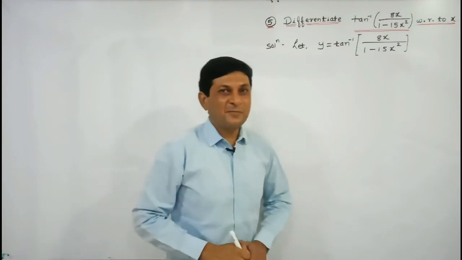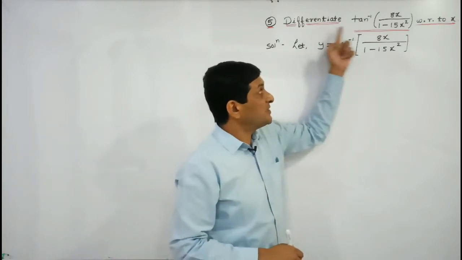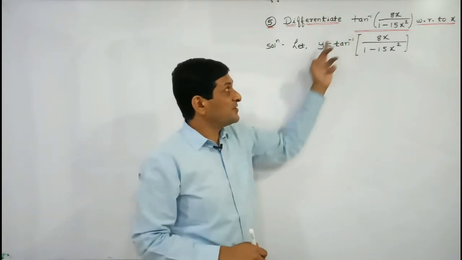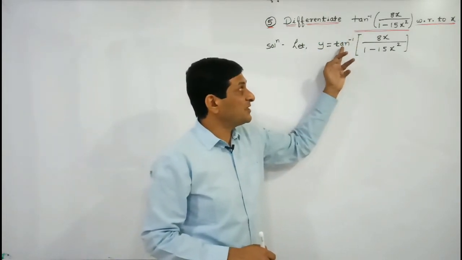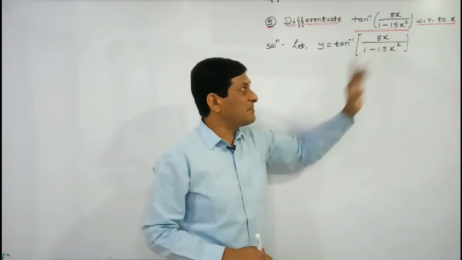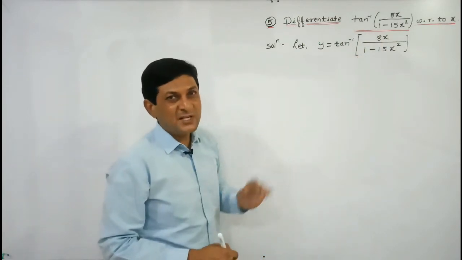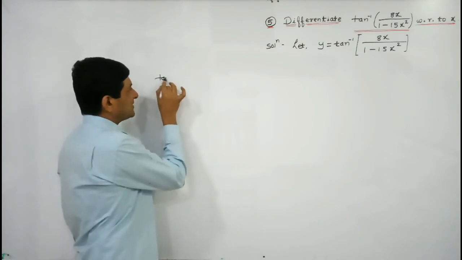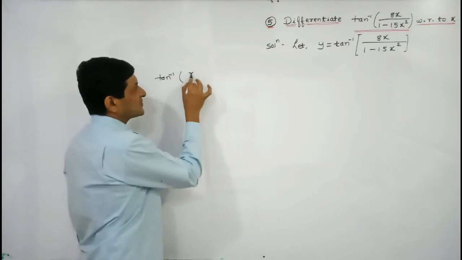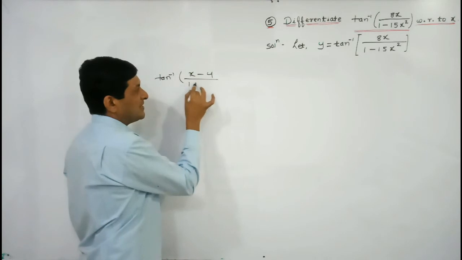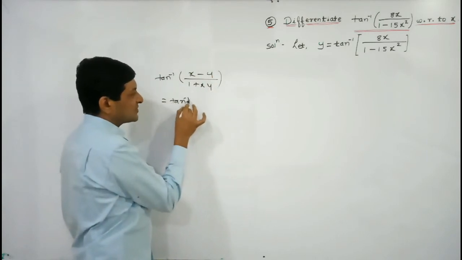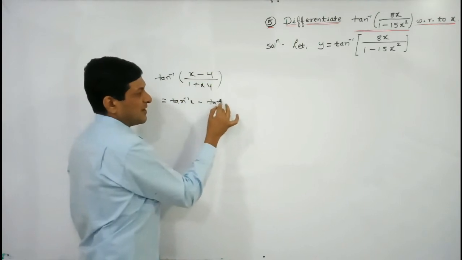Now see example number 5. In this case we have to differentiate this inverse trigonometric function with respect to x. We have denoted this function by y, and what is the function? Tan inverse of 8x upon 1 minus 15x square. So here we are trying to arrange the term in the form of this property, that tan inverse of (x minus y) upon (1 plus xy) can be written as tan inverse of x minus tan inverse of y.